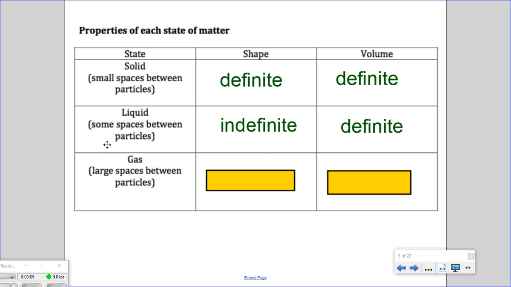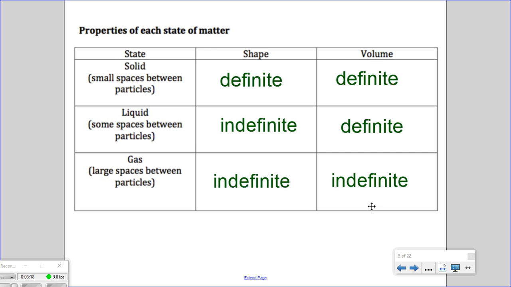With gas, where you have a large space between the particles, the shape is indefinite, meaning those gas particles will take the shape of the container. And the volume is also indefinite. So the volume of a gas is based on the size of a container. So whatever container the gas is in, it will take on the volume of that container.